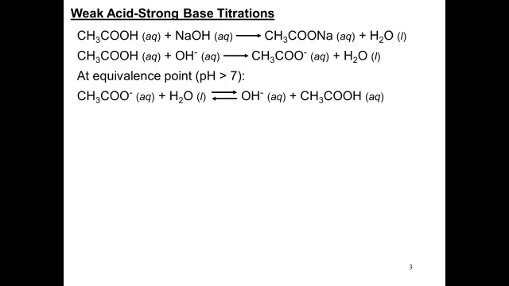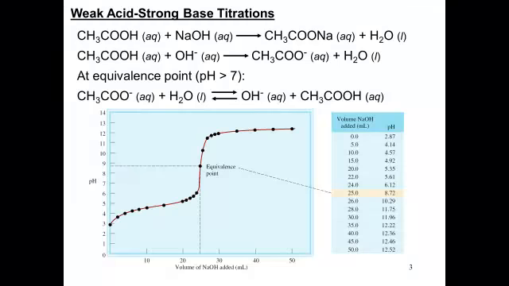At the equivalence point, the following equilibrium is established. The acetate ion plus water is in equilibrium with the hydroxide ion and acetic acid. Look at the pH curve this time. The pH at the equivalence point is 8.72. It's higher than 7 because the base predominates.